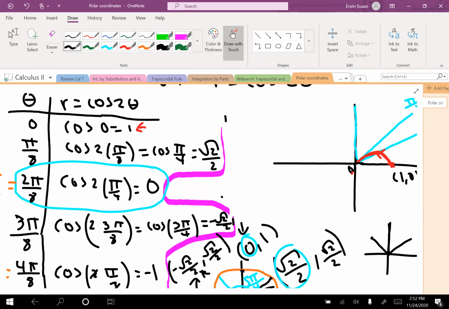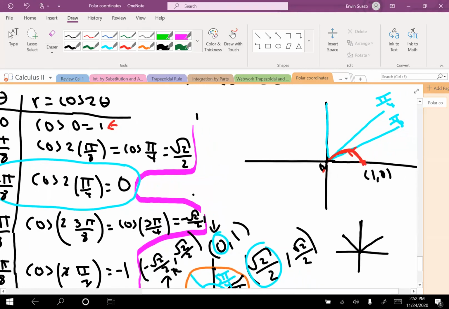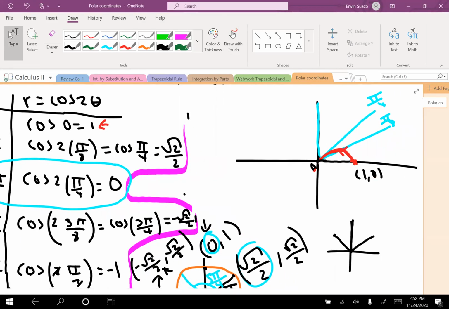Yeah, it repeats. So here I have angle 3 pi over 8. Where is 3 pi over 8? So we were saying this is pi over 4. Pi over 4 is 2 pi over 8, right? This one, pi over 2, is 4 pi over 8. So 3 pi over 8 is this one.